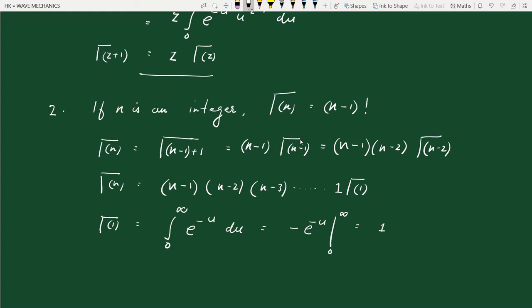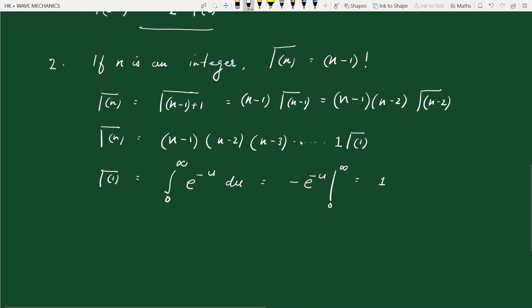Okay, so we have got this result that gamma n is equal to n minus 1, n minus 2, n minus 3 etc. up to 1. So this is nothing but n minus 1 factorial. So gamma n is equal to n minus 1 factorial.